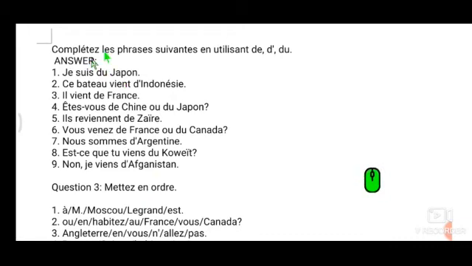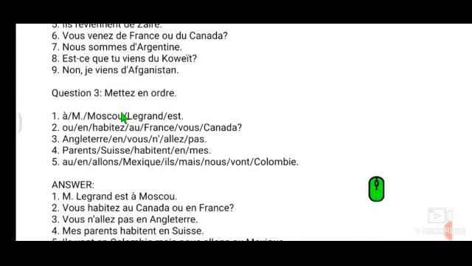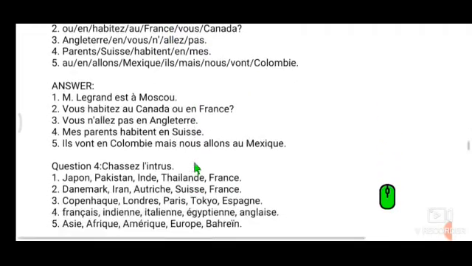Complétez les phrases suivantes with the apostrophe, du. This is from France or from Japan. So je suis du Japon, that means I am from Japan. Whatever the context, read the question properly, see the title, and according to the title do your work. Mettre en ordre is a very simple thing: subject, verb and object, place them in the right place. Chez l'intrus.